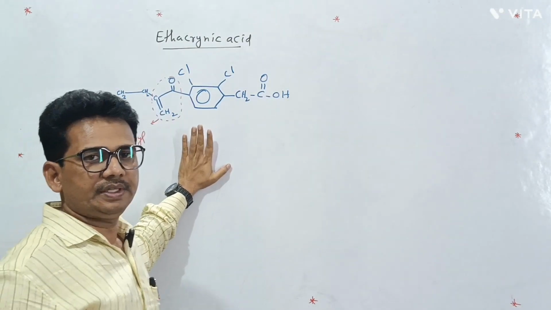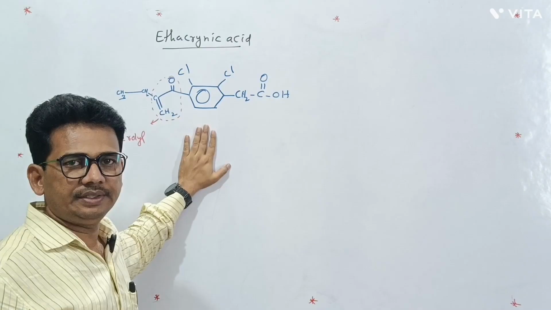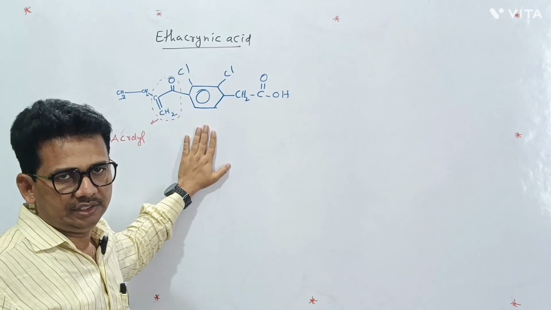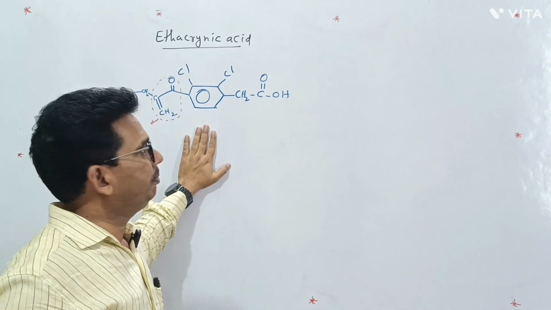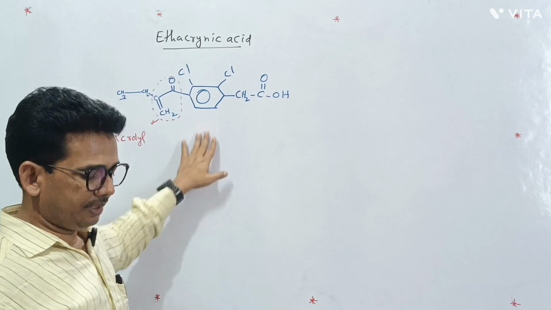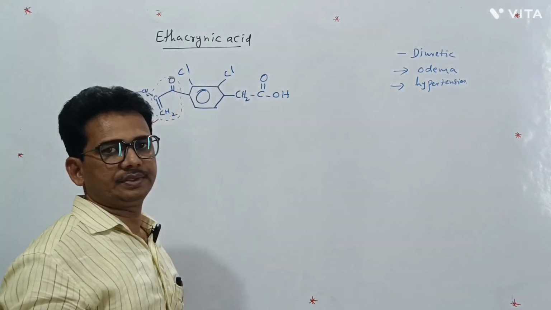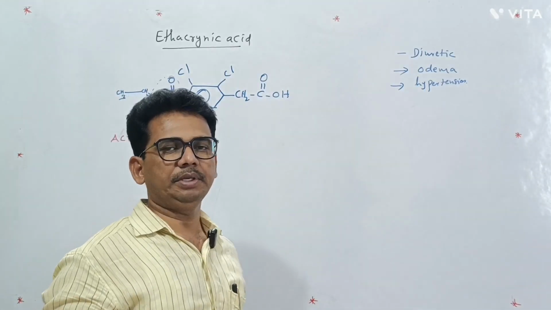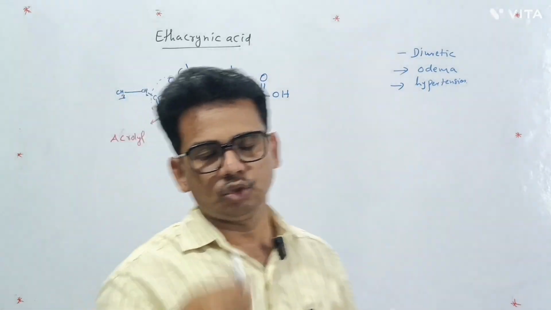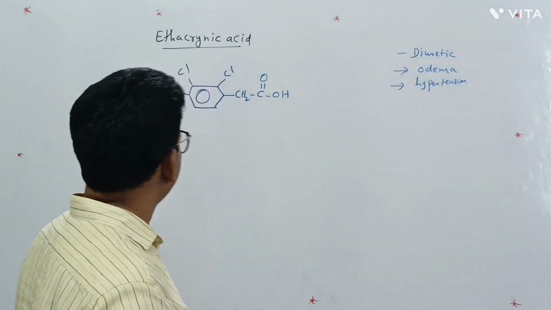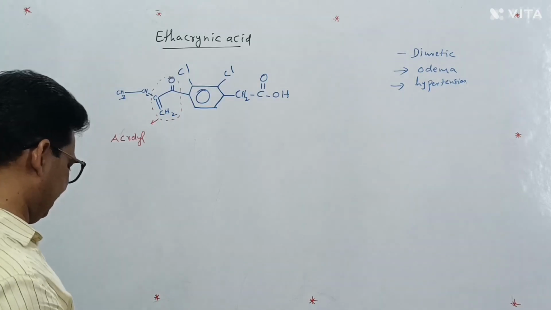Already we know the uses of this one. It is used in case of edema, and it is used as a water pill, that is the diuretic, and also used in hypertension. These are all the uses. Okay, I already told the mechanism. It prevents the reabsorption of sodium. Okay, this is about ethacrynic acid.